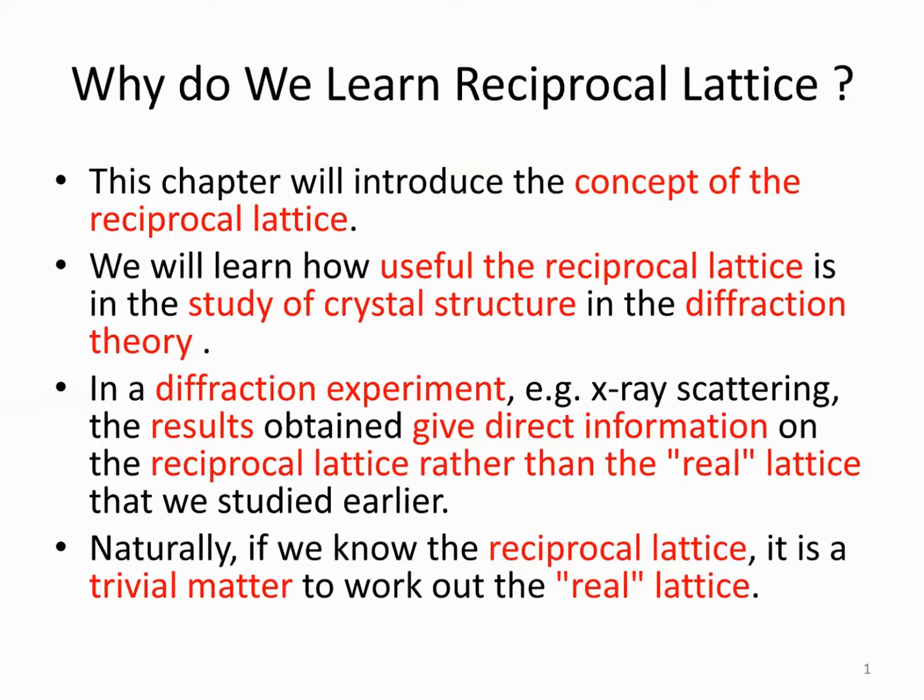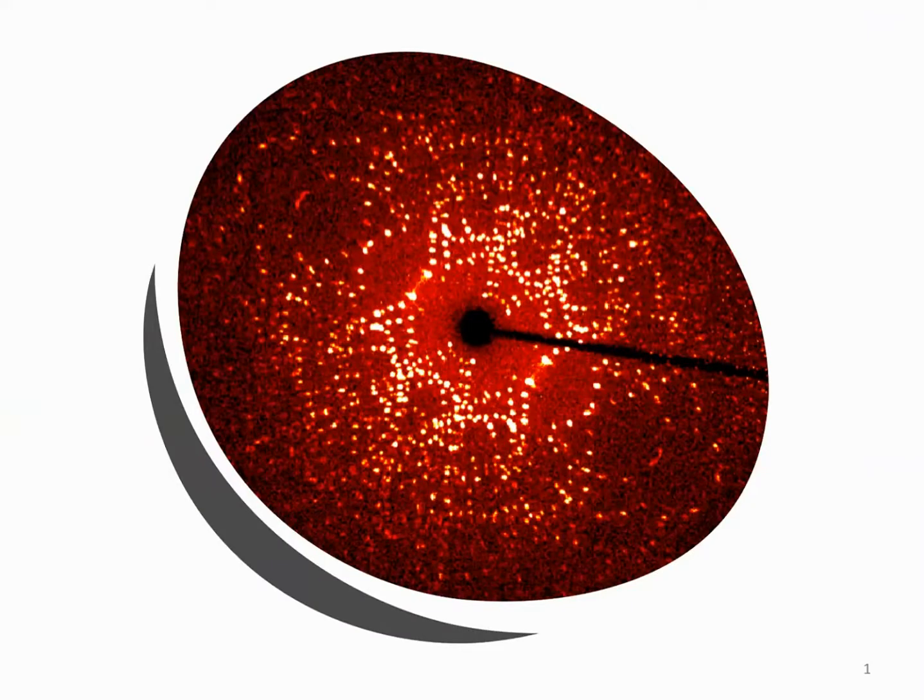In the diffraction experiment, for example X-ray scattering, the result obtained, the reflection pattern, gives direct information on the reciprocal lattice rather than the real lattice that we studied earlier. So naturally, if we know the reciprocal lattice, there is a trivial method to work out the real lattice. In this chapter, I will tell you the relationship between the real and reciprocal lattice, and the equation to convert the real to the reciprocal lattice or from the reciprocal lattice to the real lattice.